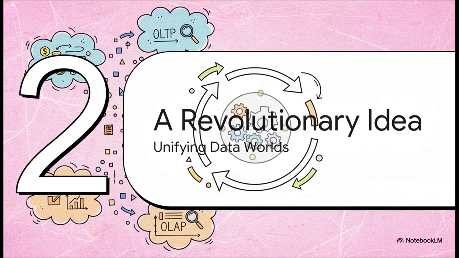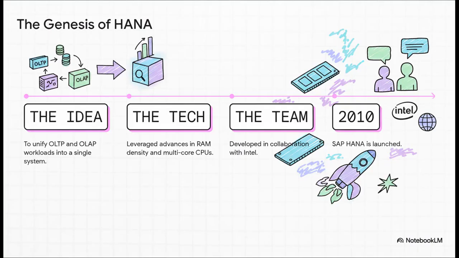But what if you didn't have to live with that delay? What if you could analyze your business as it was happening right now, not based on what happened yesterday? This was the revolutionary idea, to build one single engine powerful enough to unify these two divided worlds of data. And that idea actually became a reality in 2010. SAP teamed up with Intel, and they set out to build a database from the ground up with this one single audacious vision: unify transactions and analytics.